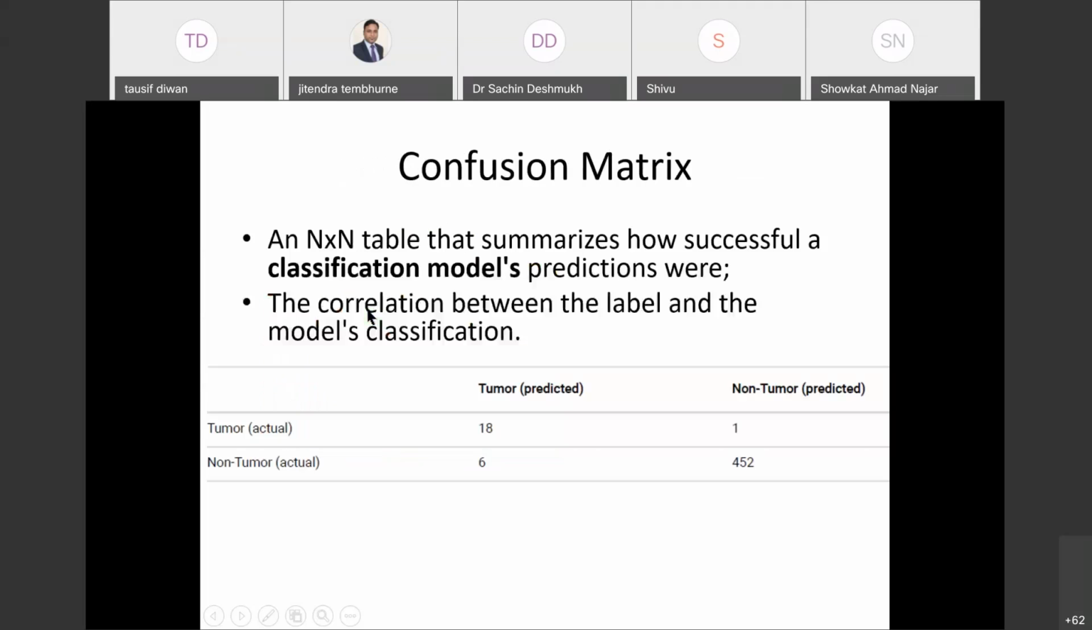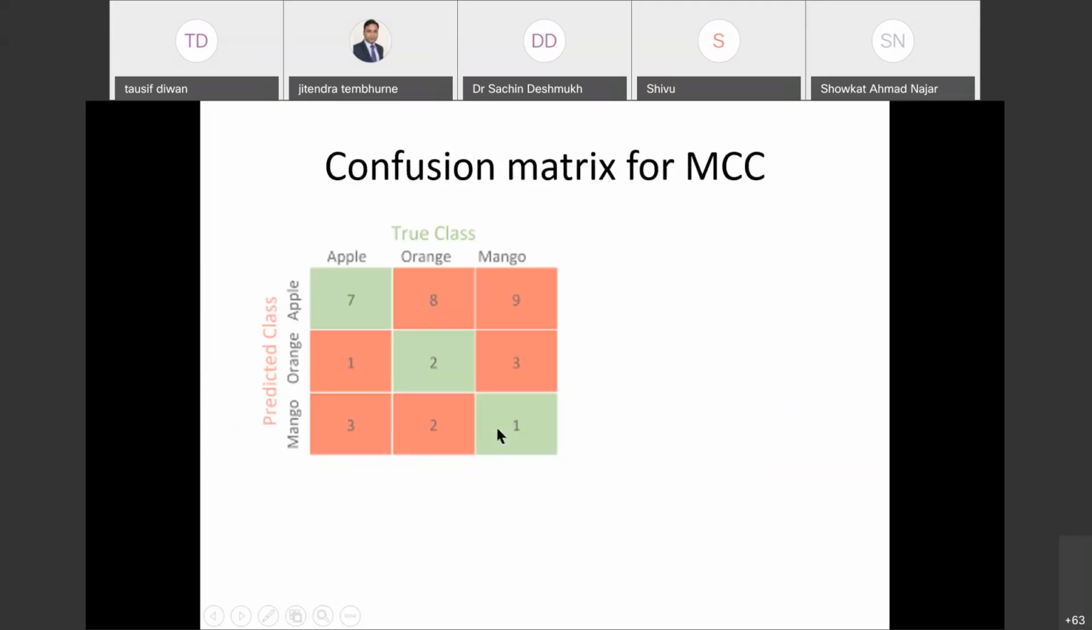Okay. So this will be true positive. In the earlier case, it was just true positive, but here it will be true positive for the apple class. This is the true class oranges and predicted as oranges, so this will be true positive for oranges. Similarly, this one will be true positive for mangoes.